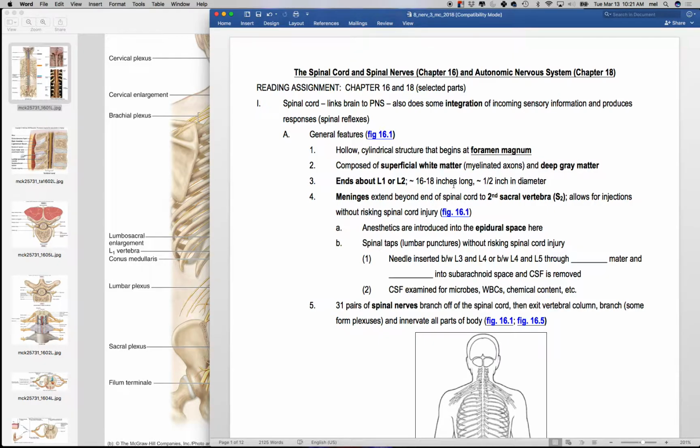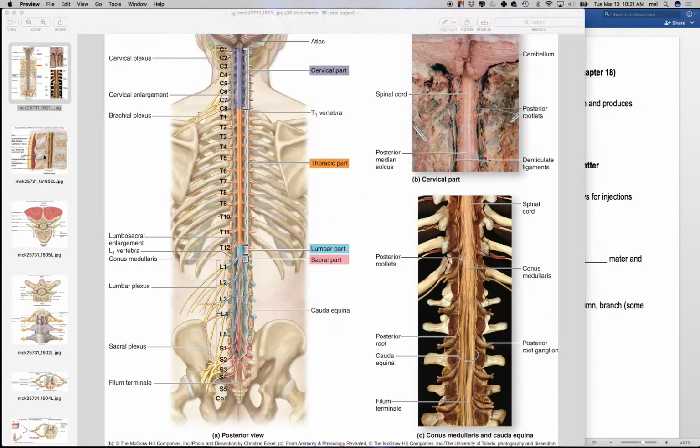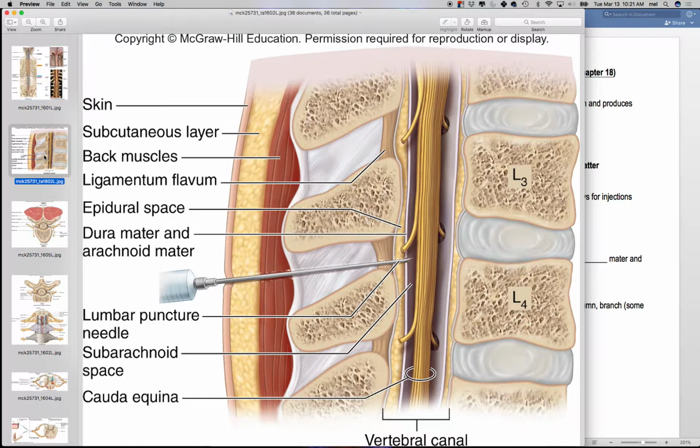And so as far as anesthetics and spinal taps, the reason that we do them in the places that we do them has something to do with where the spinal cord ends. So we already talked about an epidural injection, so let's just talk about that briefly, and then we'll talk about a spinal tap and how they're similar and how they're different.